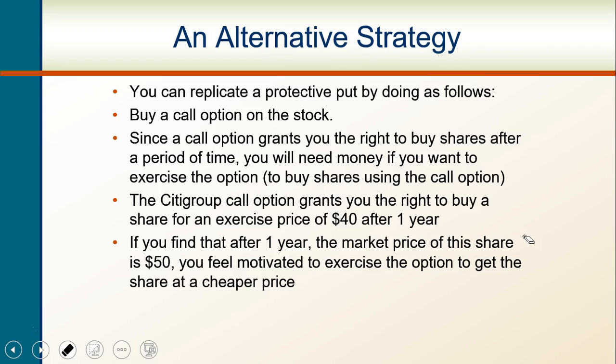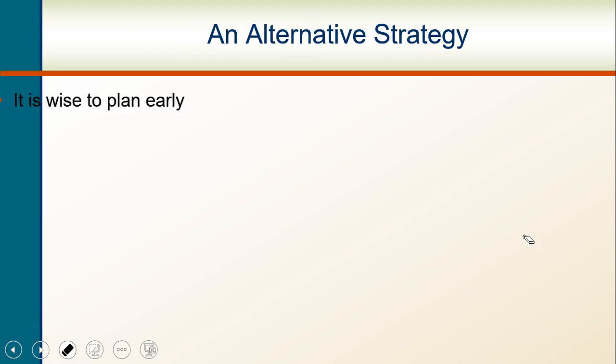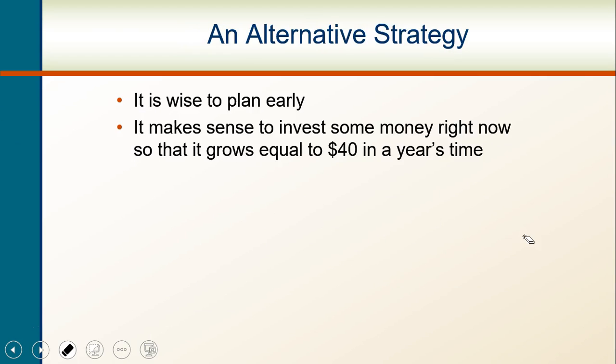Right. So let's assume a sample scenario that after 1 year the market price of this share is $50. You will then feel motivated to exercise this option because you can get it at a cheaper price. You will save $10 because something which is worth 50 you can buy for 40. The only thing, as I mentioned before, is that after 1 year, when the option matures, you will need $40 to make the purchase. And as a rational and cautious investor, you would like to plan in advance. That is a better thing to do.